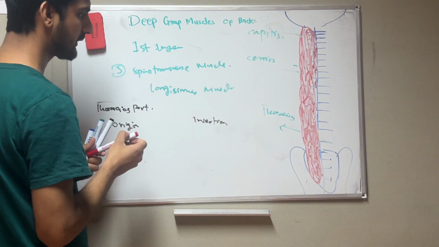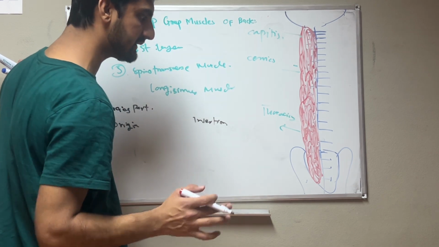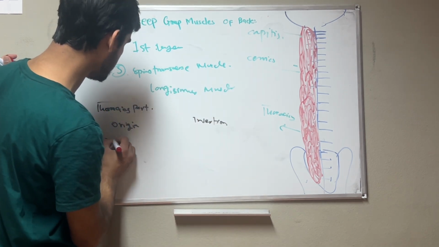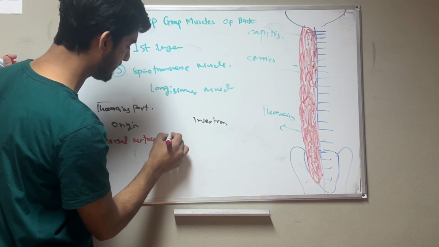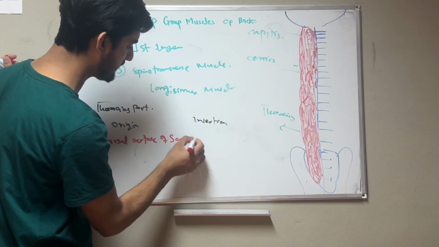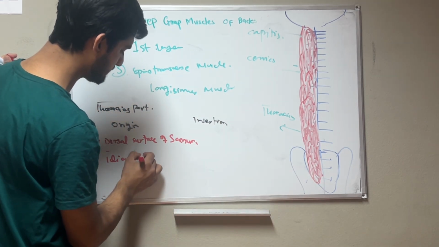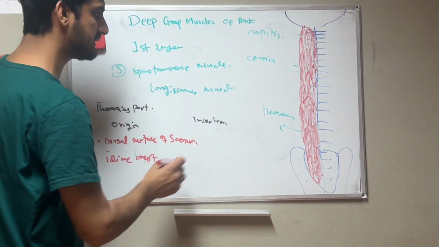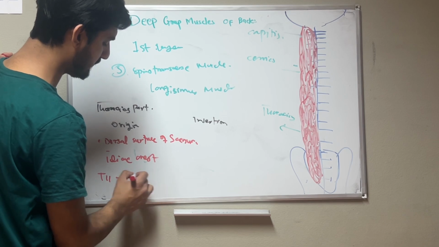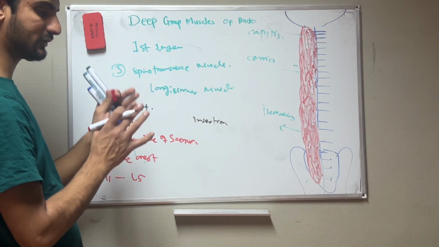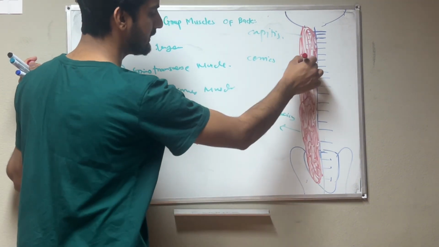Origination from here, remember the sacrum bone where we have the dorsal surface, because this is discussing the back side. This means the dorsal surface of the sacrum. Then we have the iliac crest. Also from here is the T11 till L5 lumbar vertebra. This is only the origination of the longissimus thoracicus part, the first part.